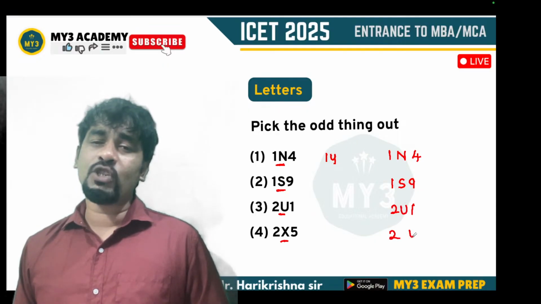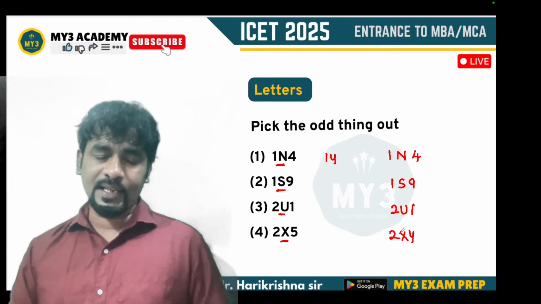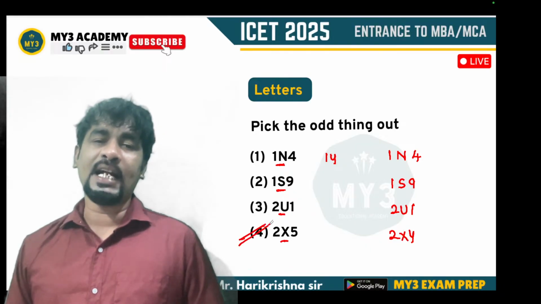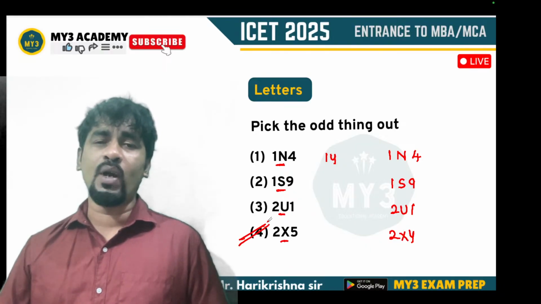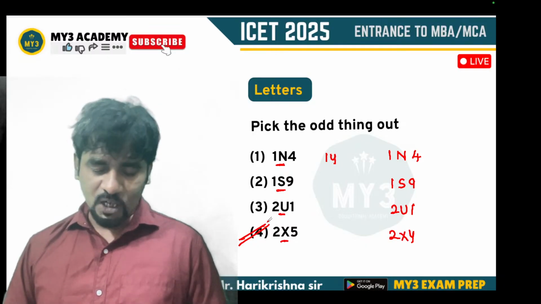And X position is 24. 24 they have to take like this, but they have taken in this way. That is the reason the different one or odd man out is going to be 2X5, which is option 4.